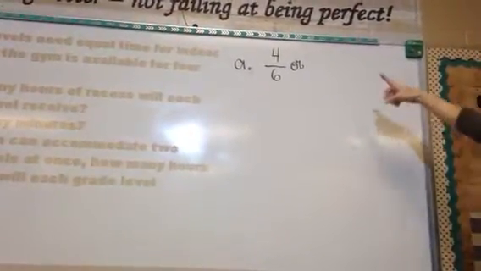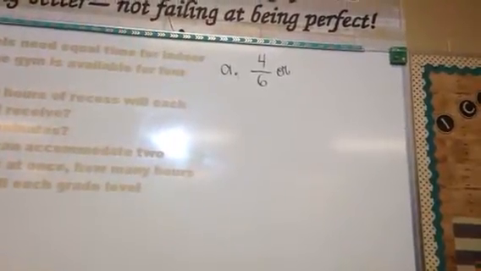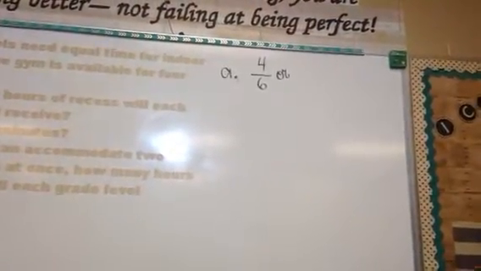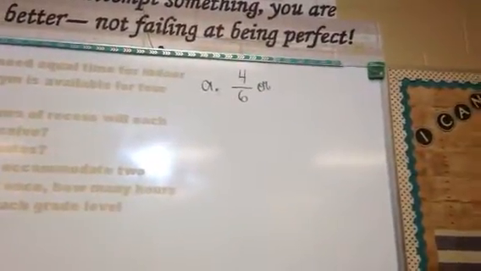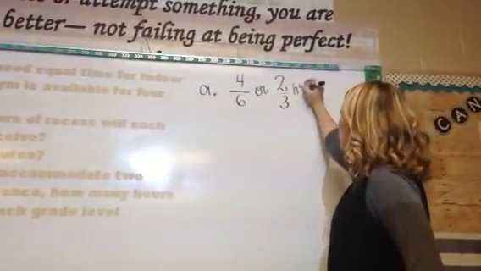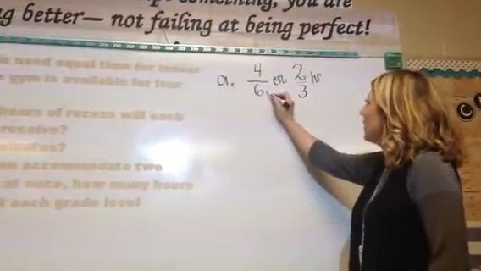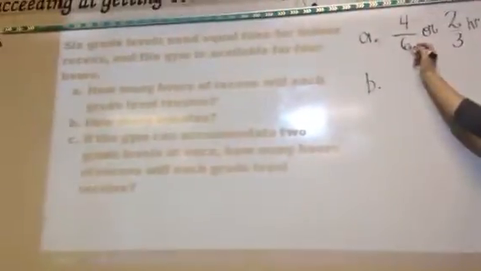Before we go to part B, how could we rewrite 4/6? What would go into both 4 and 6? 2. So think about that. If I divided by 2 over 2, 2/3. Or 2/3 of an hour. Really, if we would leave it the way Koki has it, maybe the way we had it may help us get to Koki's answer.